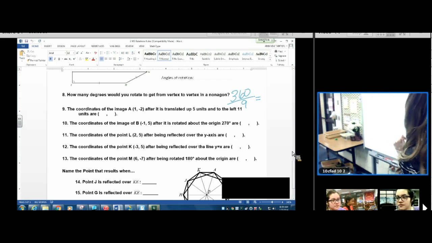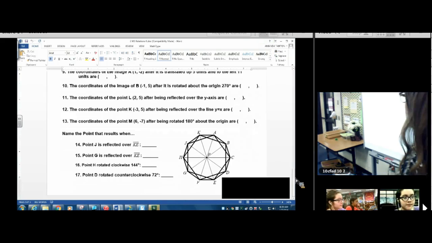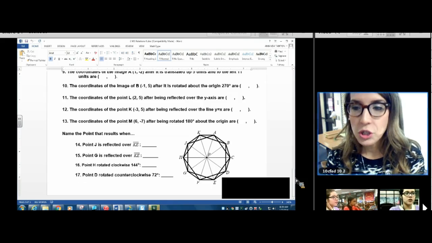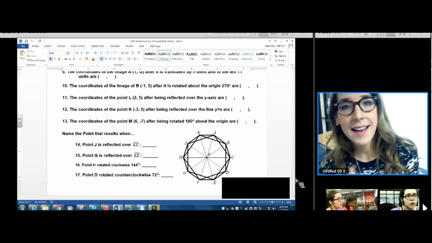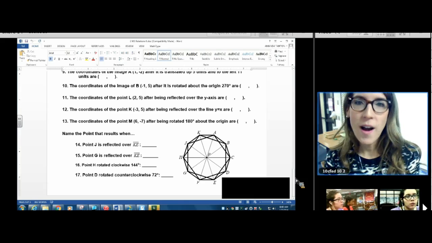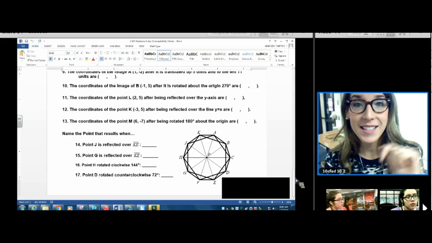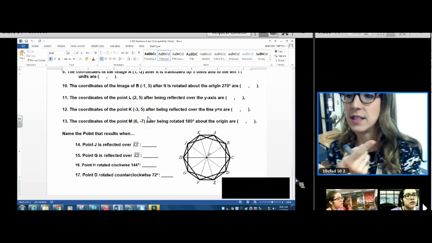Number 12. I like this unit. It's fun. Okay, number 12. This one could show up on the quiz today. I told you to memorize your 4 rules. I just want you to memorize them. You reflect over the x, you change the y. You reflect over the y, you change the x. In this problem, if you reflect over y equals x, you do the switcheroo thing. You do Freaky Friday. They just trade places.